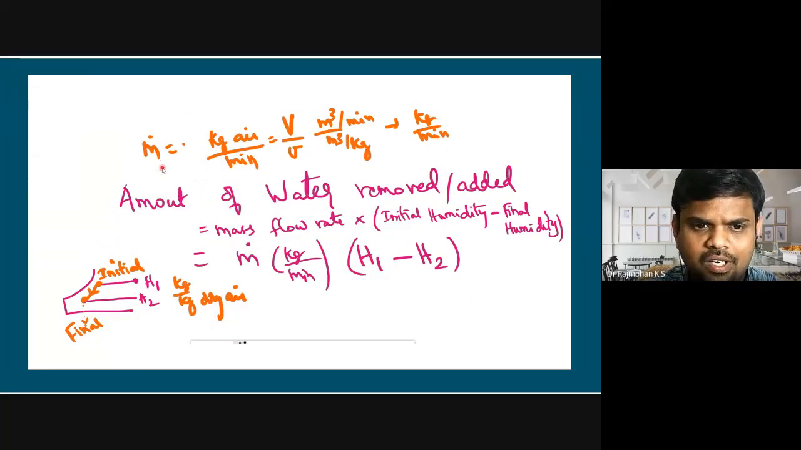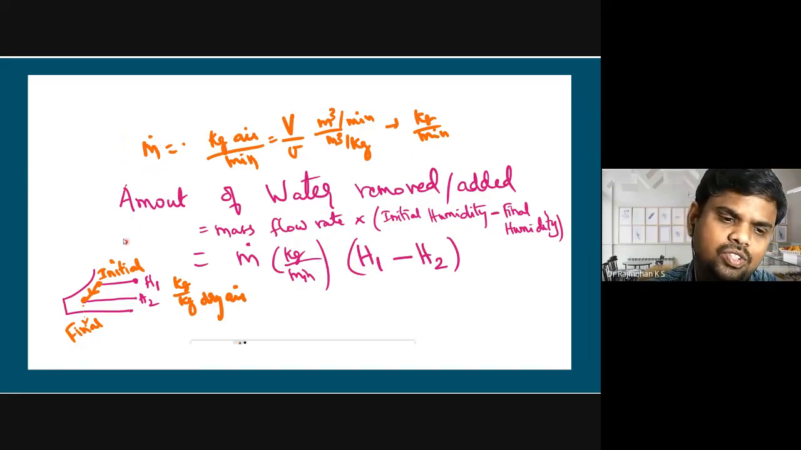And this m dot will have the unit of kg of air per minute, right? So I told you we can obtain it by volume divided by specific volume, meter cube per minute by meter cube per kg. We are going to get kg per minute, which is the mass flow rate.